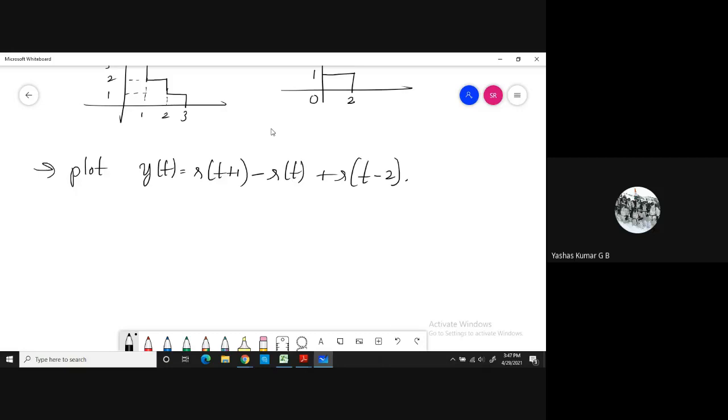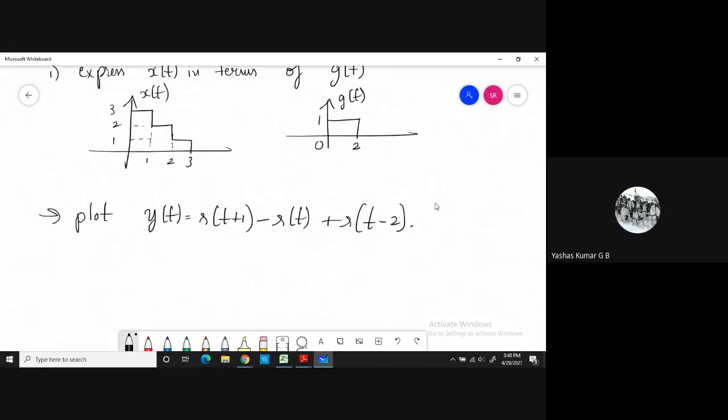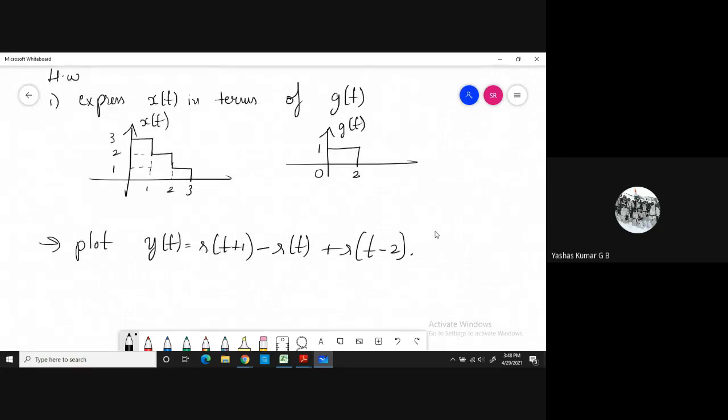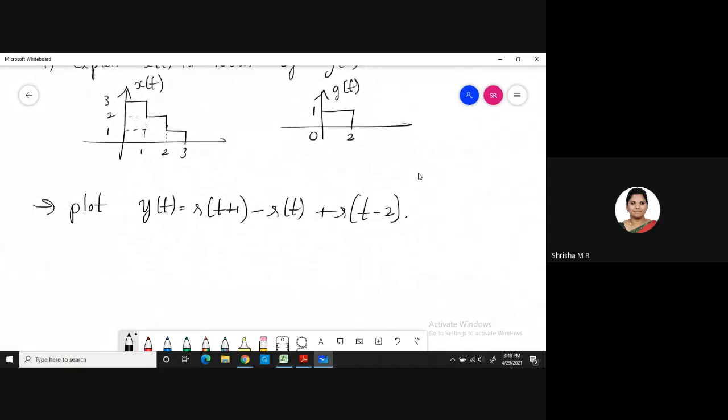By vertical slicing, ma'am? What? The above problems can be done by vertical slicing also, ma'am. But it will be a little complicated if you do vertical slicing. Do horizontal slicing only, because you have g of t in that form only, right? If you do, it will be a little complicated. Okay, you can try that if you want. I haven't tried vertical slicing. You try and let me know.